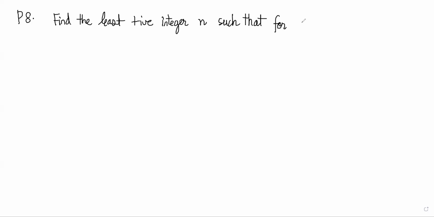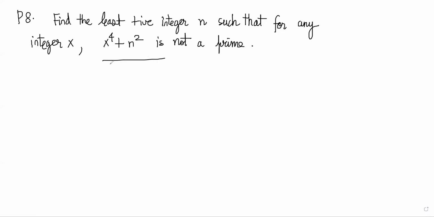The next problem states this: find the least positive integer n such that for any integer x, x power 4 plus n square is not a prime. This is the question.